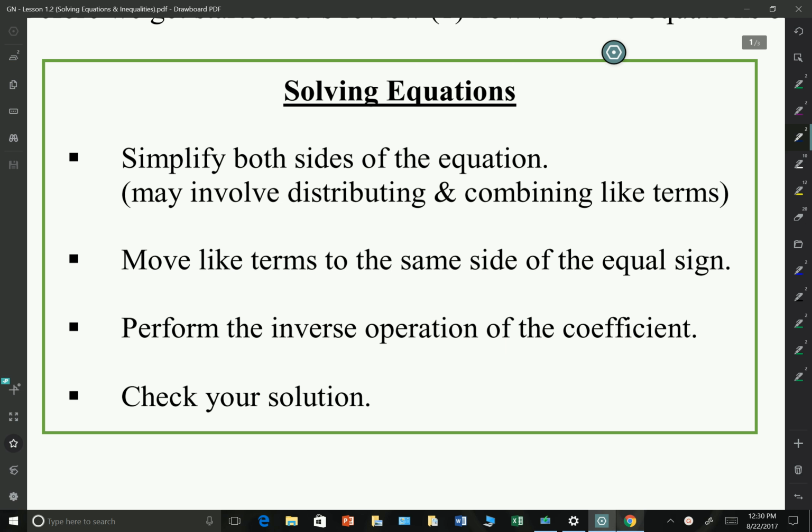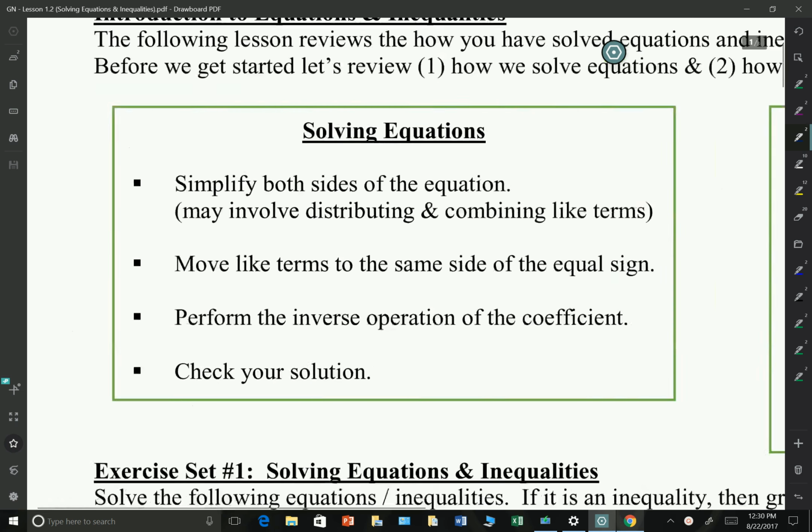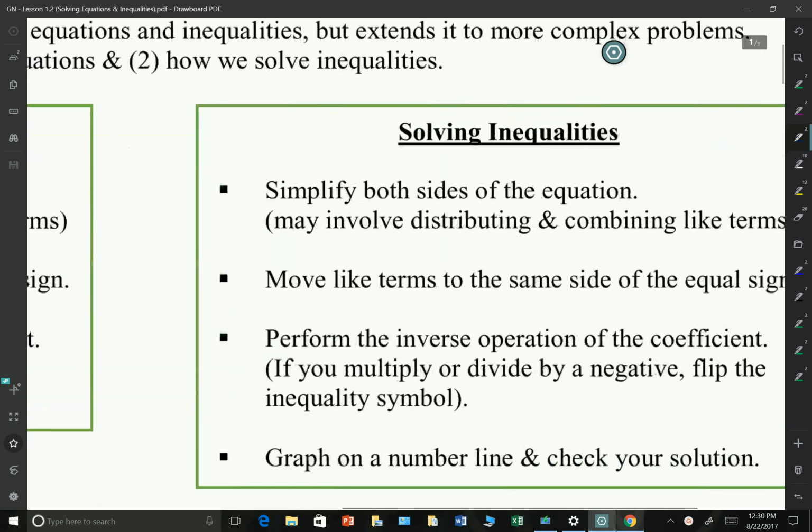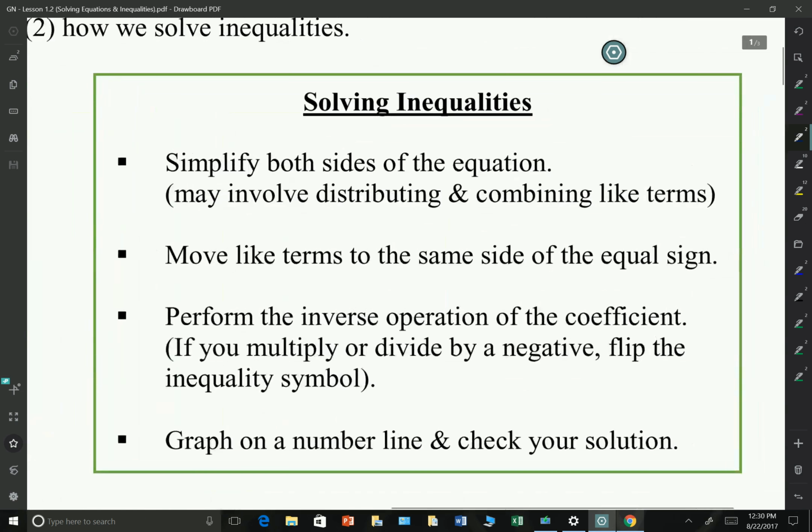So you don't start moving things left or right until you distribute and combine like terms. Then you move like terms to the same side. Undo any addition, subtraction, get the variable by itself. It's the same process you've done. Then you have inequalities. Now inequalities, there's only one thing different you have to keep in mind. Does anyone remember what the one thing that's different about solving inequalities is?